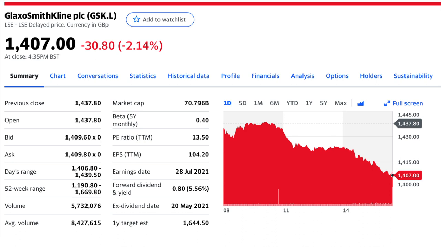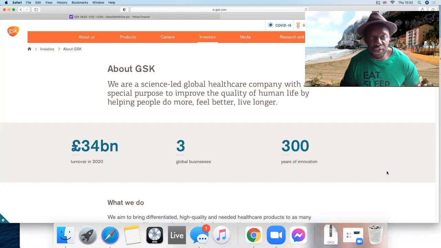I actually really like Glaxo. There's not many stocks on the London Stock Exchange when it comes to dividends that pay out quarterly. Most of them are biannually, and Glaxo is a quarterly dividend payer. GSK are a science-led global healthcare company with a special purpose to improve the quality of human life by helping people do more, feel better, and live longer.